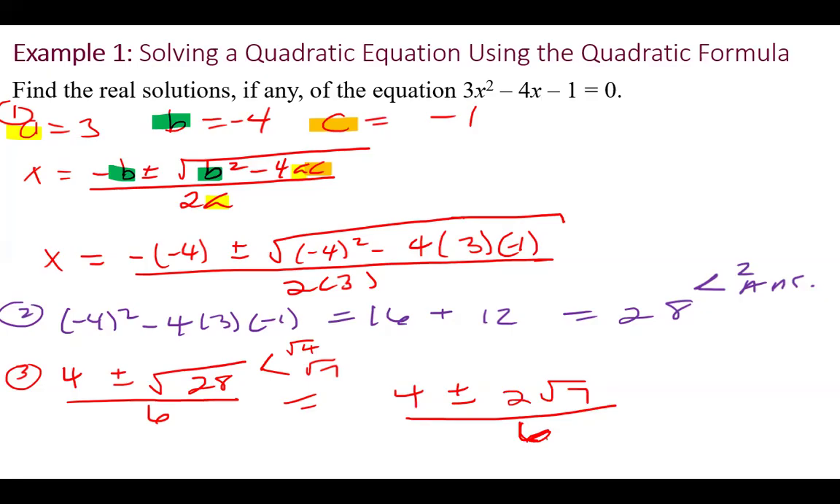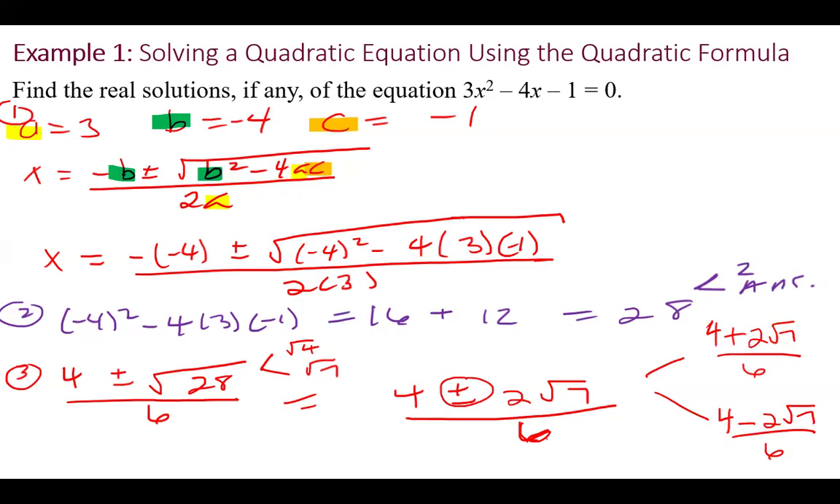Okay. This plus or minus that you see right here means that you're going to have a positive plus and a minus situation. So we have 4 plus 2 square root of 7 over 6. And we're going to have 4 minus 2 square root of 7 over 6. That's what that plus or minus means. Does that make sense?